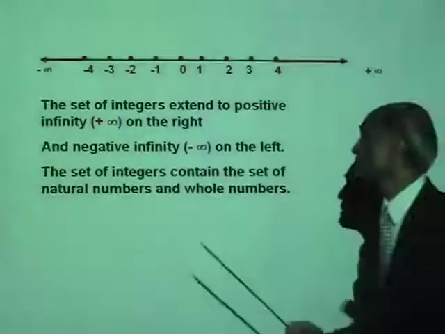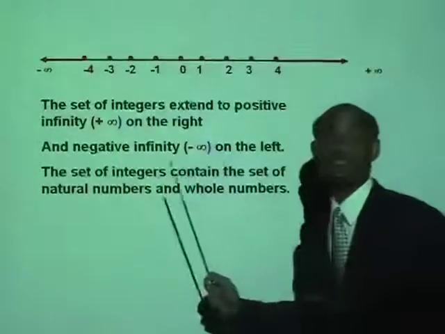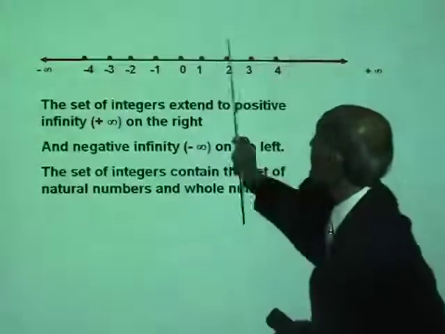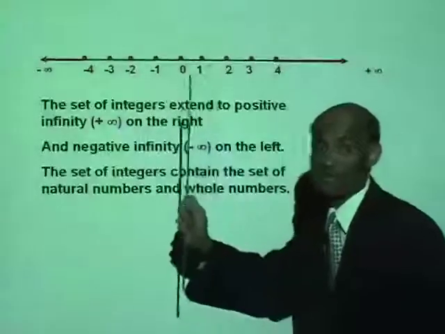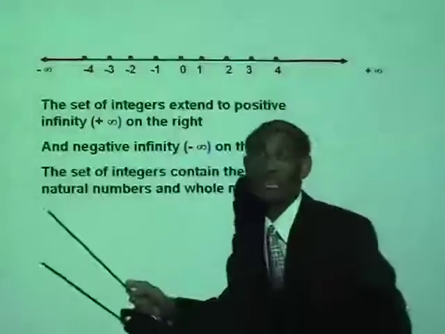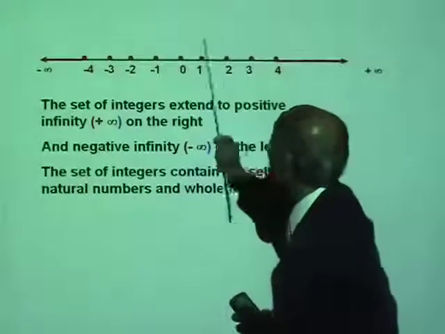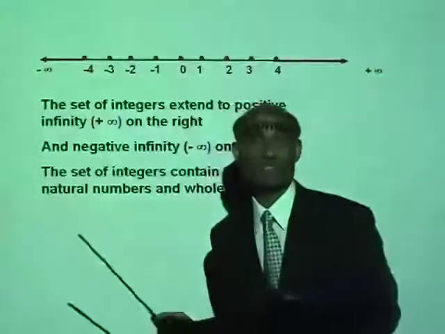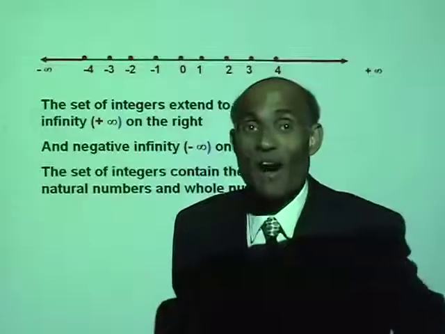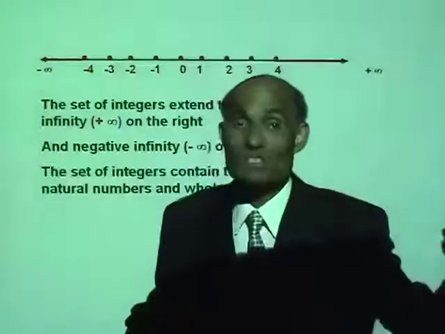The set of integers contains the set of natural numbers and the set of whole numbers. Look at this. The set of integers is part of... listen to that again. The set of natural numbers is part of the set of integers. Similarly, the set of whole numbers is a part of the set of integers. So I can say all natural numbers are integers. All whole numbers are integers.